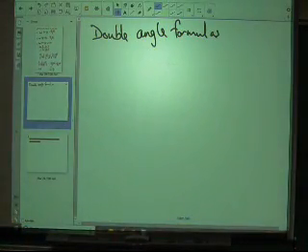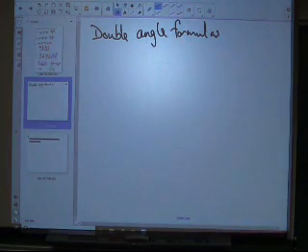So today we're going to spend a little time looking at something called double angle formulas. I may briefly touch on the concept of a half angle formula. It's not in the front cover of your book, and it's worth looking at because it's a little bit unique.